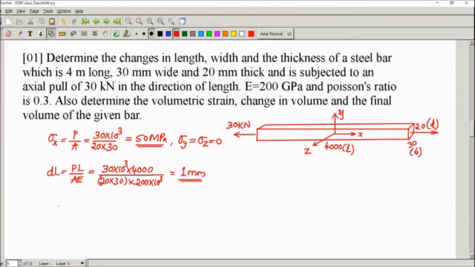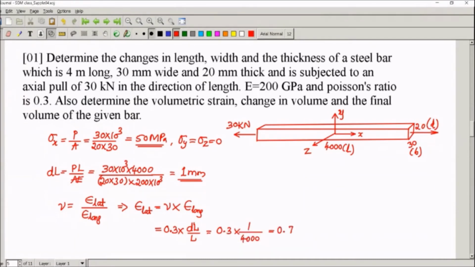We know the Poisson's ratio nu is defined as epsilon lateral divided by epsilon longitudinal. Now longitudinal strain is nothing but delta L by L. So I can write lateral strain is equal to nu into epsilon longitudinal, or nu is what? 0.3. Epsilon longitudinal strain is delta L by L. We already know delta L and also L. We can substitute that, 0.3 into 1 divided by 4000. It comes out to be 0.75 into 10 power minus 4.